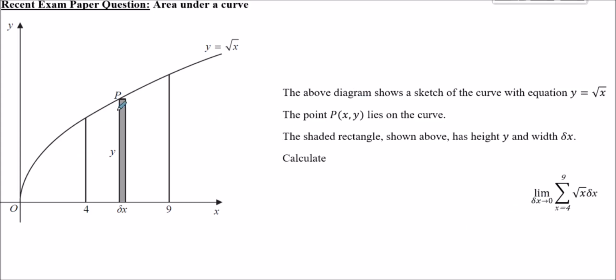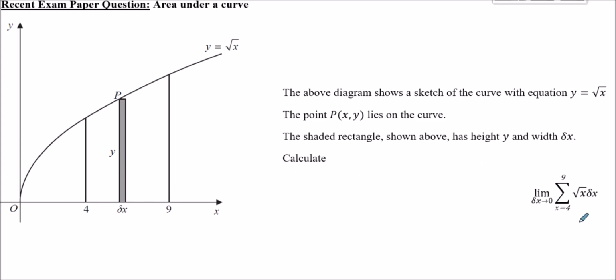Anyway, it's saying here you've got y equal to the square root of x. This is a diagram. You've got a point P on the curve. That point P happens to not matter at all. The shaded rectangle shown above has height y and width delta x. Calculate the limit as delta x goes to 0, root x delta x, that's y delta x. So y delta x is the area of each strip, okay? So as delta x goes towards 0, the strips get smaller and more numerous, and this region from 4 to 9 would have more strips filling it, and the area would be more precise.